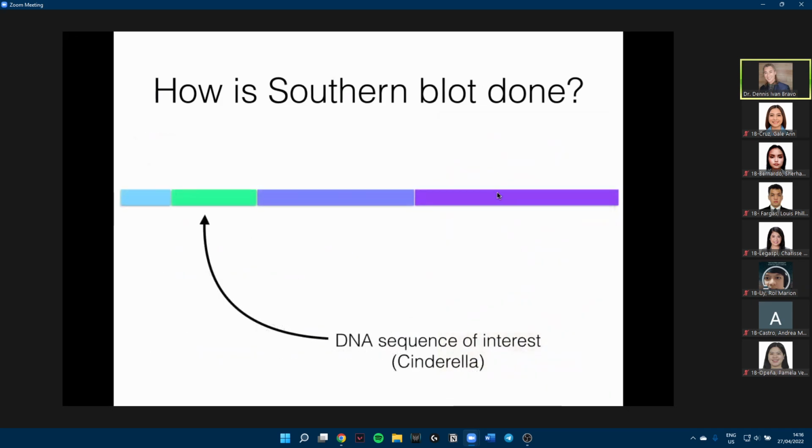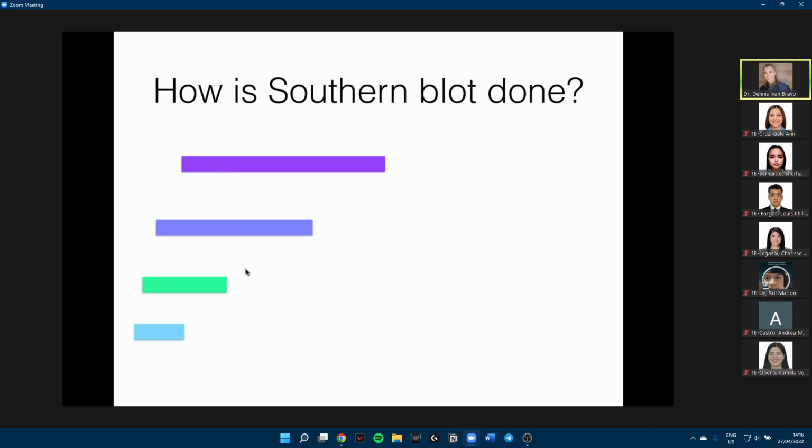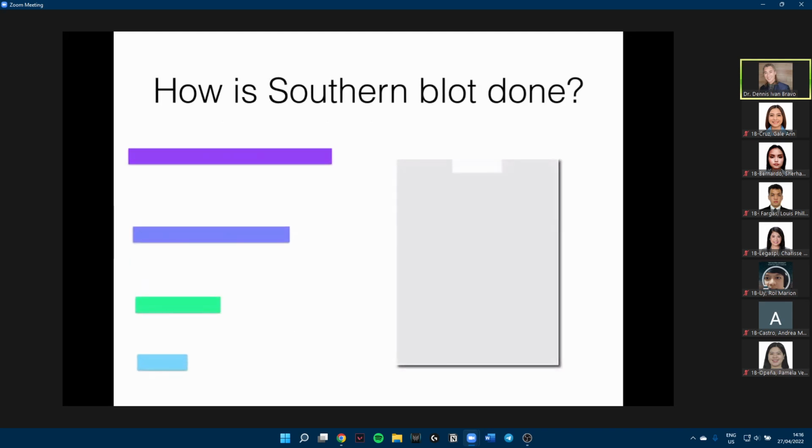To illustrate the process, let's say we have isolated genomic DNA, and this is the DNA sequence we are interested in locating. So this is our Cinderella. So our probe should be complementary to this. So the first step after isolating genomic DNA is to cut the DNA into smaller, manageable fragments through restriction enzyme digestion. For the sake of simplicity, only 4 fragments are shown here, arranged according to size using gel electrophoresis.